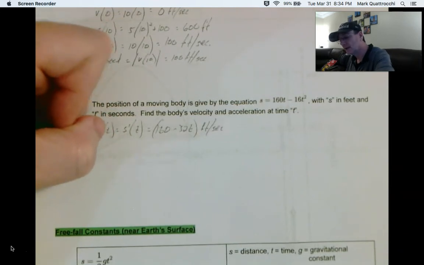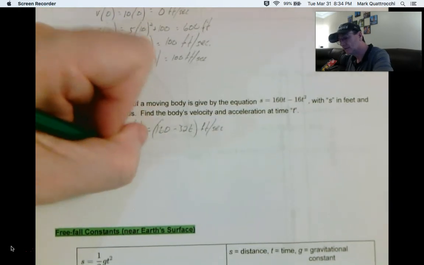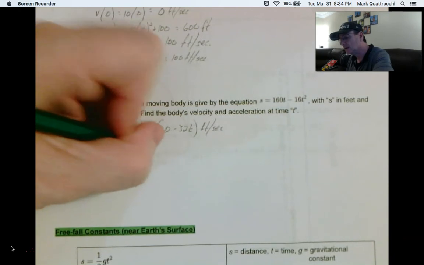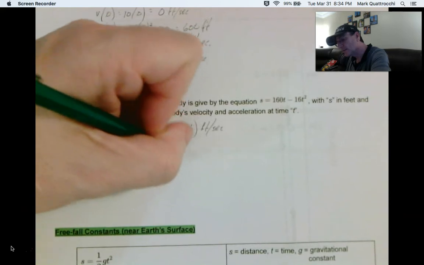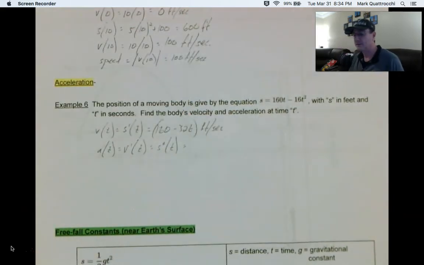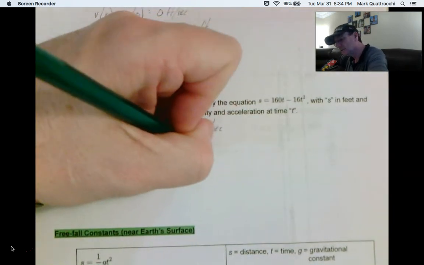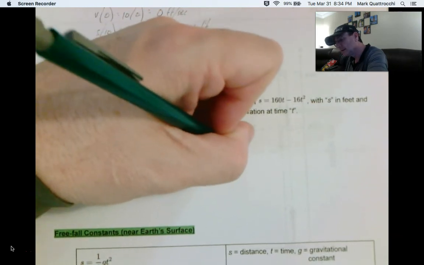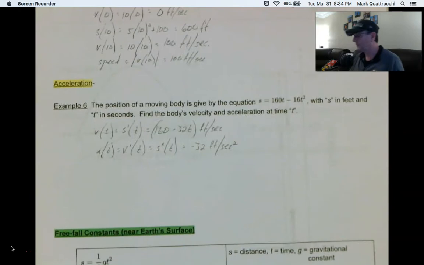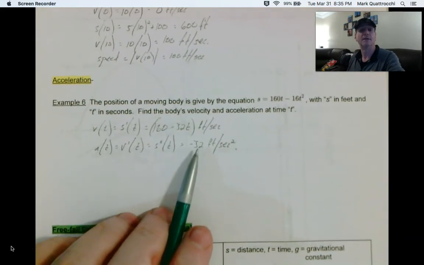The second half is A of t, the acceleration, is the derivative of velocity, v of t, or the same as s double prime of t, the second derivative of position. So the derivative of this function is negative 32 feet per second squared this time. Which tells me that this object is falling because that's gravity.